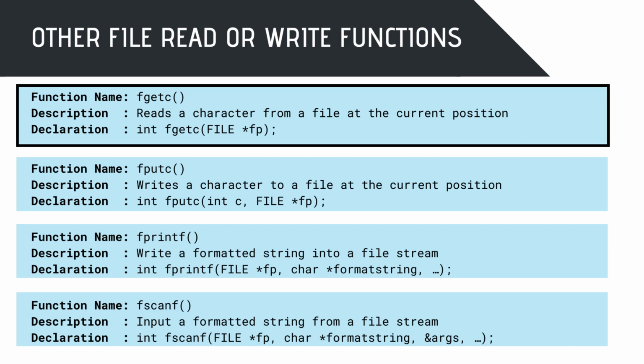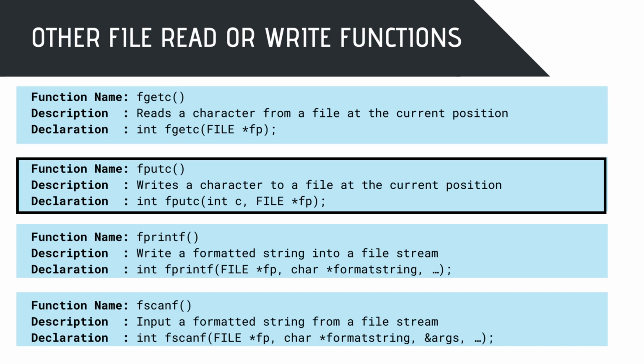The function fgetc takes one argument, that is the file pointer of the file stream. It reads a single character from the stream at the current position pointer, increments the current position pointer, and returns the ASCII value of the character read. The function fputc takes two arguments. The first argument is the character to be written into the stream. The second argument is the file pointer. The character is written at the current position of the stream.